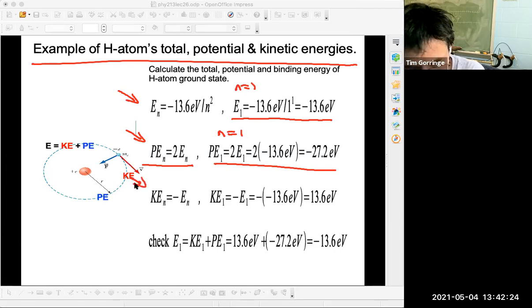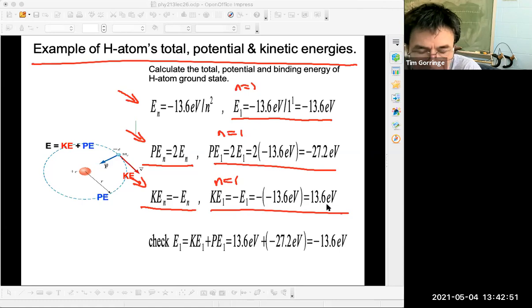And then finally, the kinetic energy is actually the same size, but the opposite sign as the total binding energy. That's true for any orbit. For n equals 1, the kinetic energy of that first orbit is the negative of the total energy of that orbit. So it's minus minus 13.6 electron volts. Of course, kinetic energy is positive. It's positive 13.6 electron volts. And so that's the kinetic energy of that ground state.